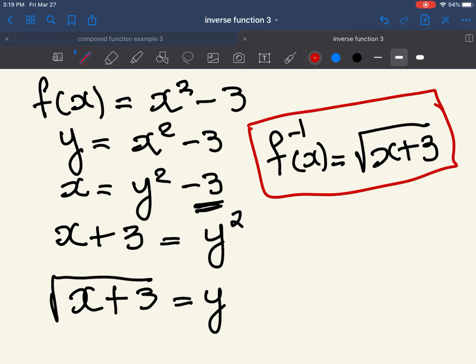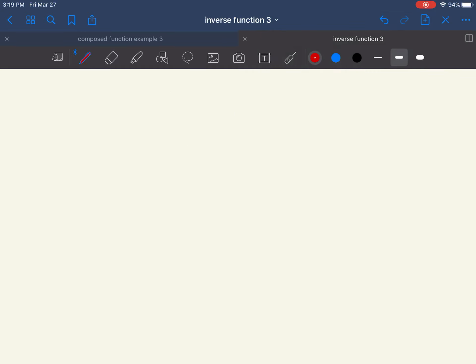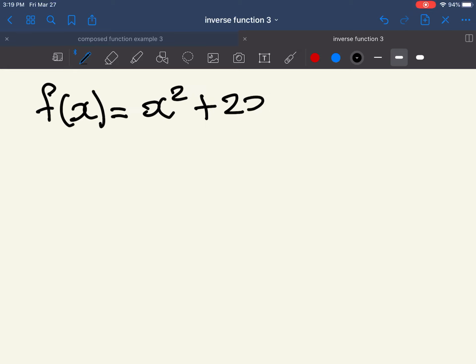Another example. In this example, I have the function f, let me erase this one. I'm going to change the pen to black. Now this is f(x) equals x squared plus 2x minus 1, and this is a quadratic function. When I have a quadratic function, I recommend writing it in vertex form. This is in standard form, and I recommend writing it in vertex form.